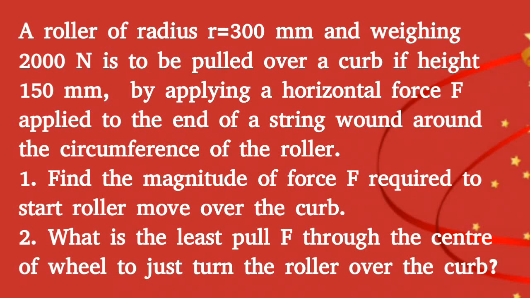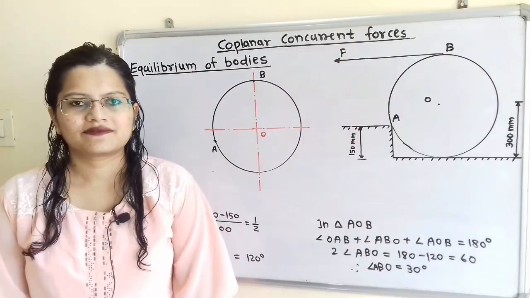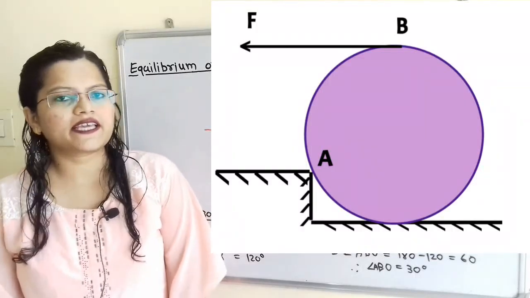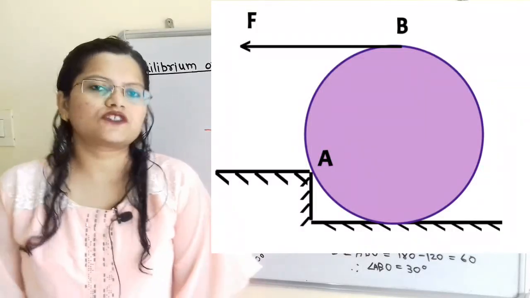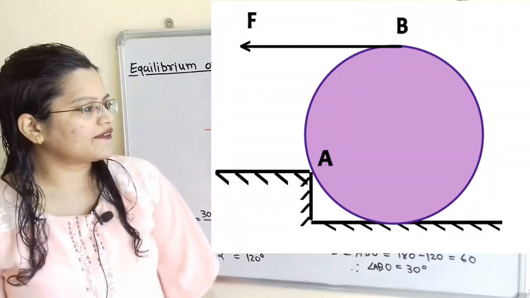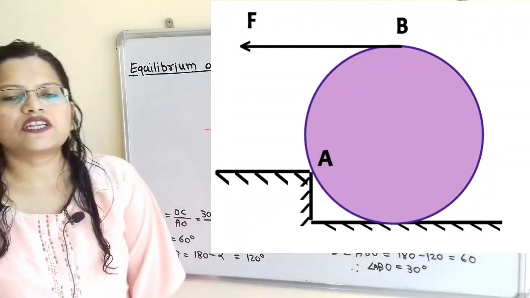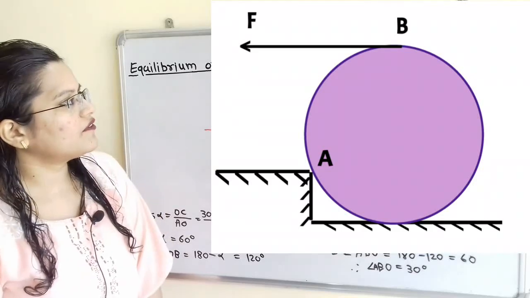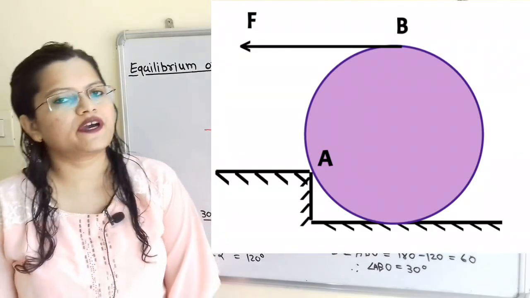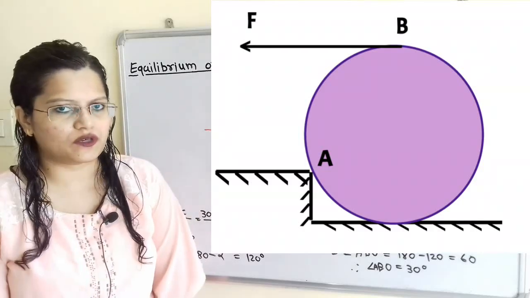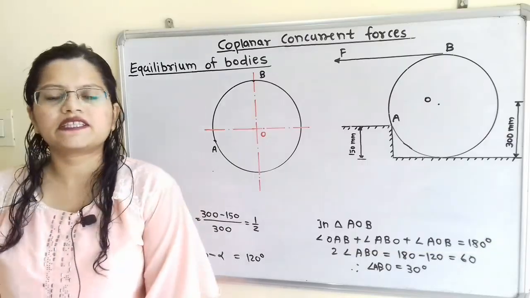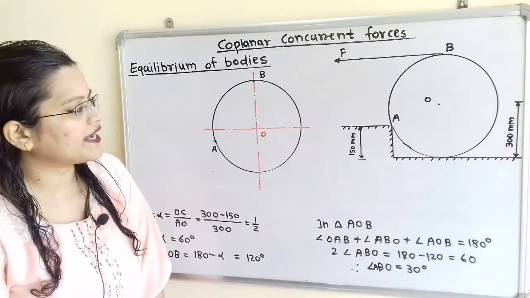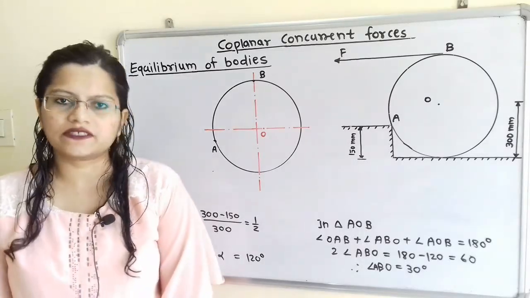Second, what is the least pull F through the center of the wheel to just turn the roller over the curve? Let us understand the given diagram. The roller rests on the curve. It is in contact with the lower surface and it is in contact at point A, the corner of the curve. Horizontal force F is applied at point B, which is on the circumference of the roller. The radius of the roller is given as 300 mm and the corner point A is 150 mm from the lower surface.